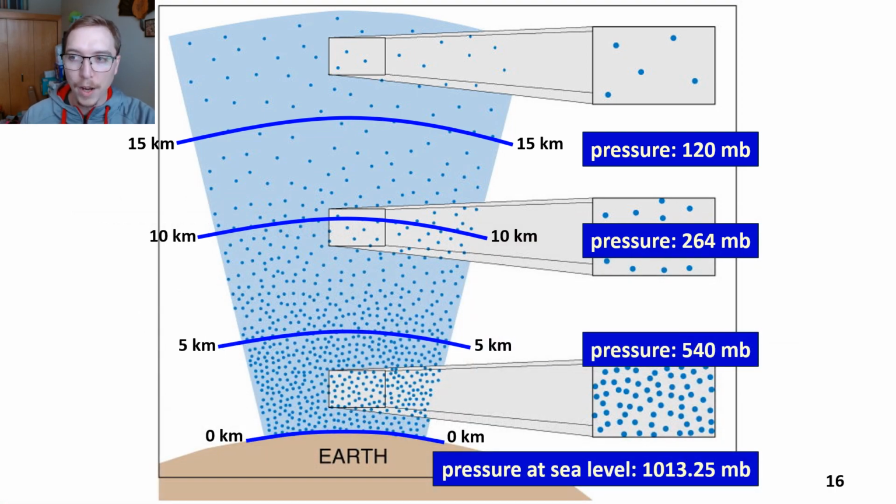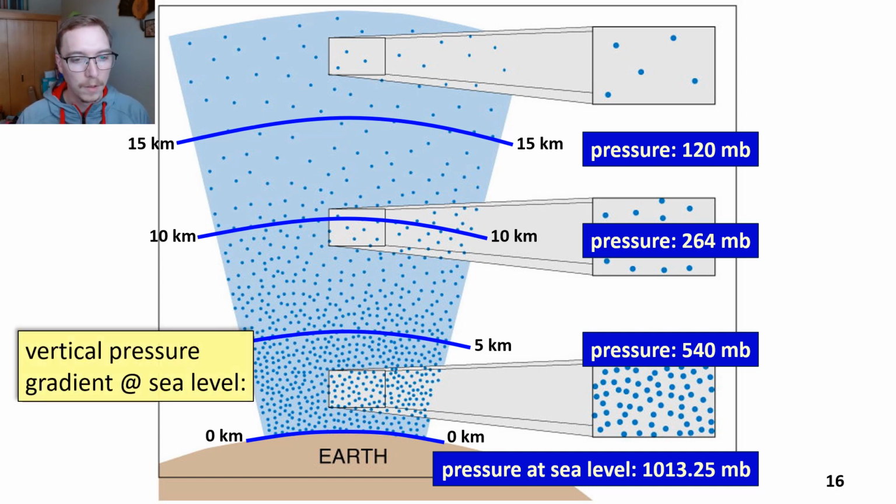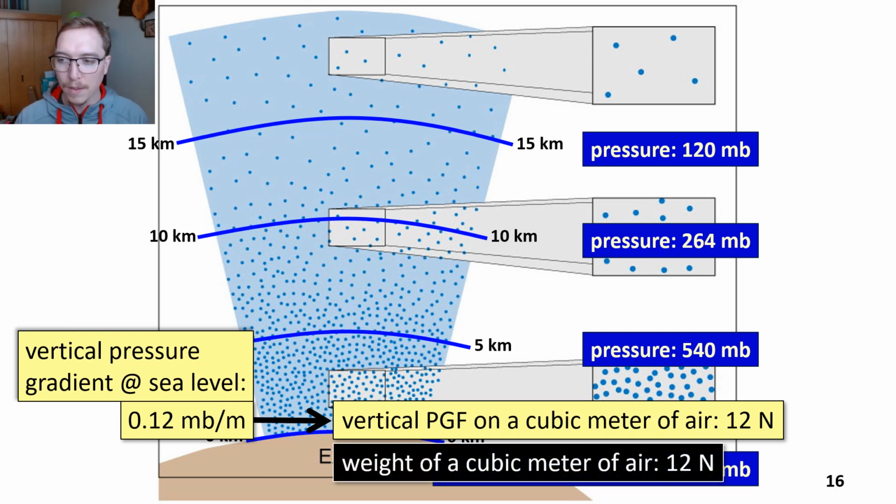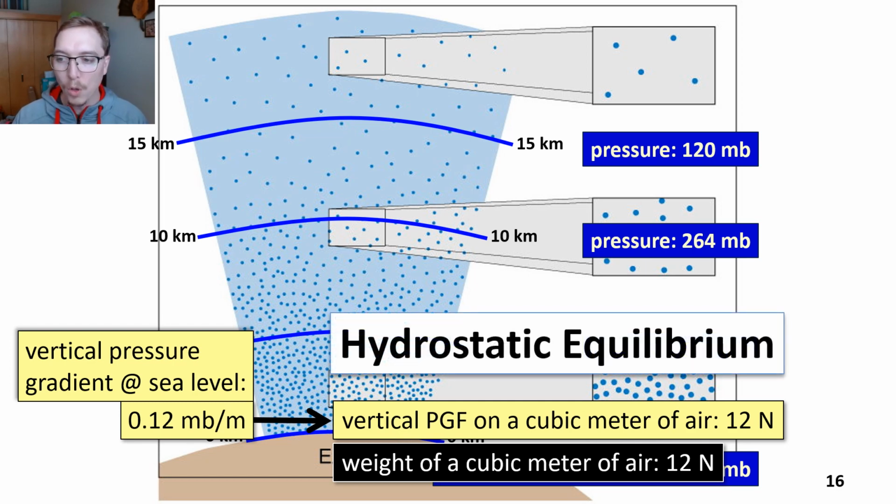The vertical pressure gradient at sea level is about 0.12 millibars per meter. This means that the vertical pressure gradient force on a cubic meter of air is about 12 newtons. This balance between the weight of air and the force applied on it is what we call hydrostatic equilibrium, which basically just refers to the balance maintained between the force of gravity and the vertical pressure gradient that does not allow air to escape to space, which is really crucial for us to live where we do.